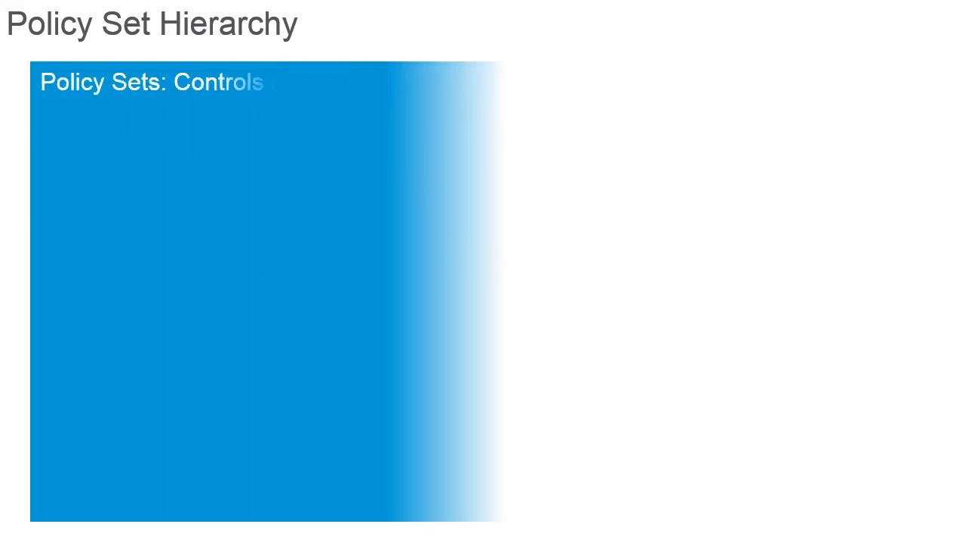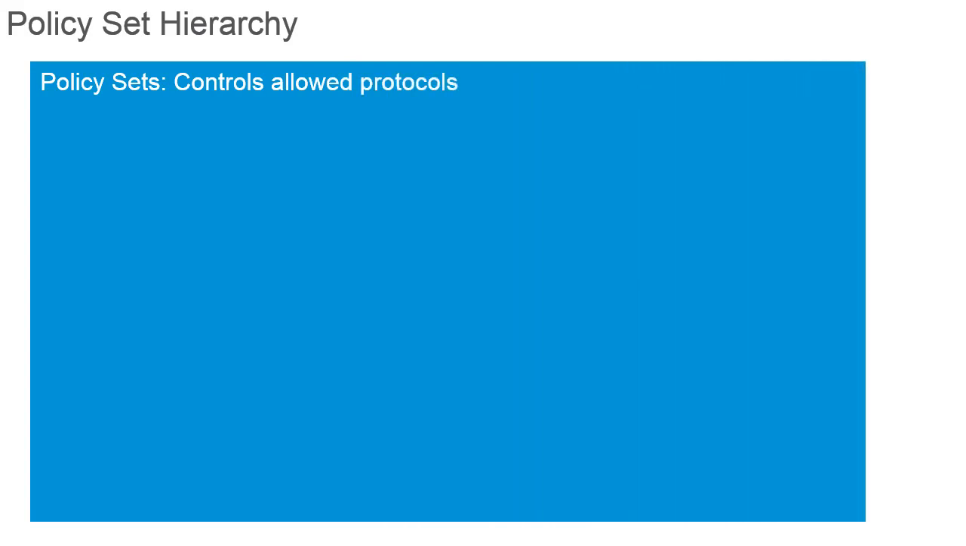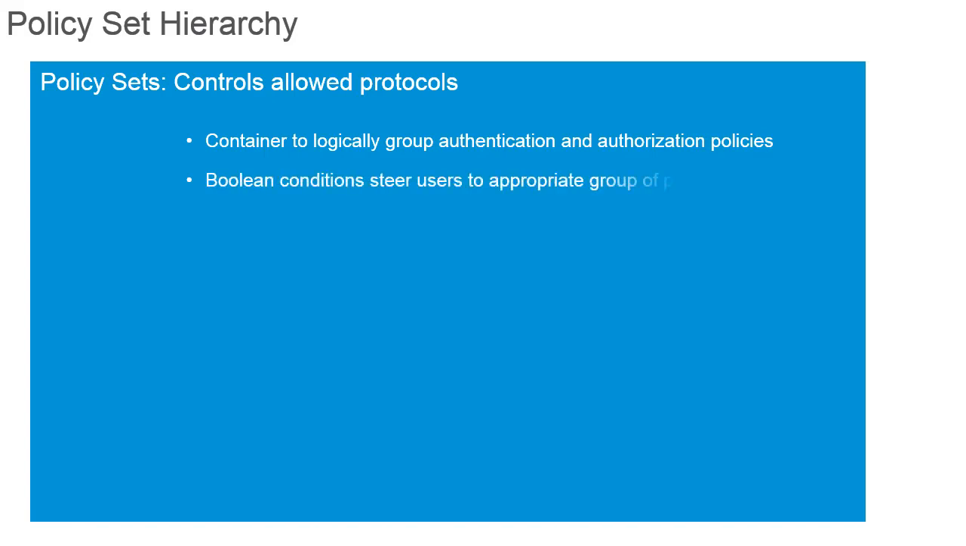The Cisco Identity Services Engine uses a hierarchical policy system to control network access, and policy sets are at the top of this hierarchy. A policy set serves three key interrelated functions. It is a container for logically grouped authentication and authorization policies. It uses Boolean conditions to steer users to the appropriate group of policies for network authentication and authorization. And it limits that authorization session to a set of allowed protocols.